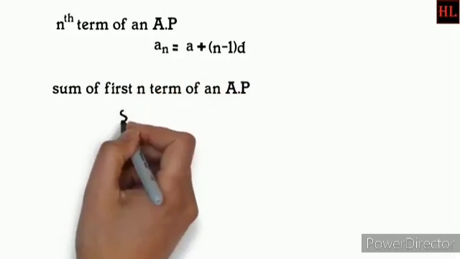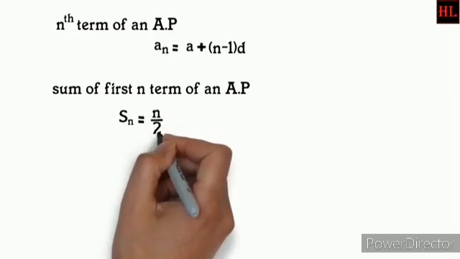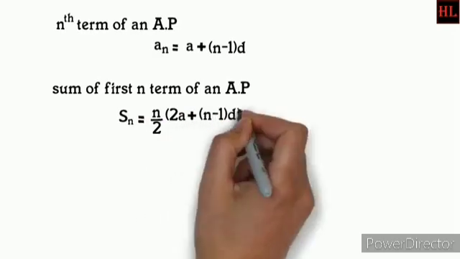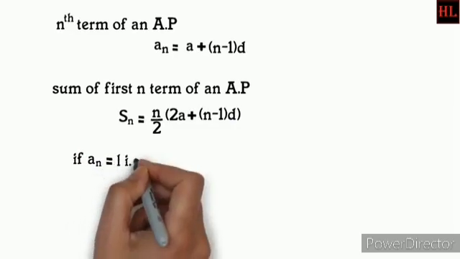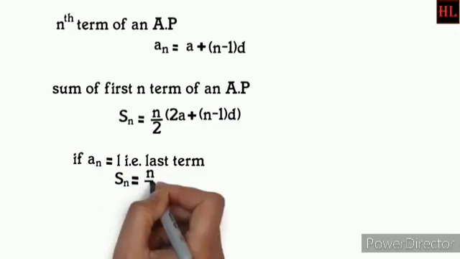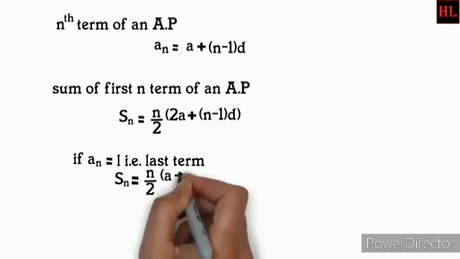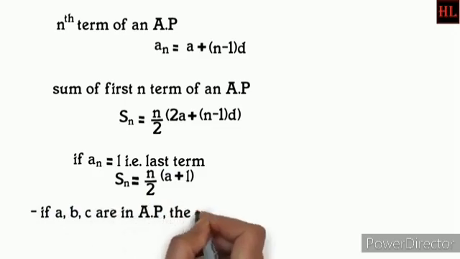The sum of the n terms of an AP is defined by Sn is equal to n by 2 into (2a plus (n minus 1) d). Here a is the first term and d is the common difference. If the last term is given, to find the sum of the terms in an AP you can use Sn is equal to n by 2 into (first term plus last term), where l is the last term.